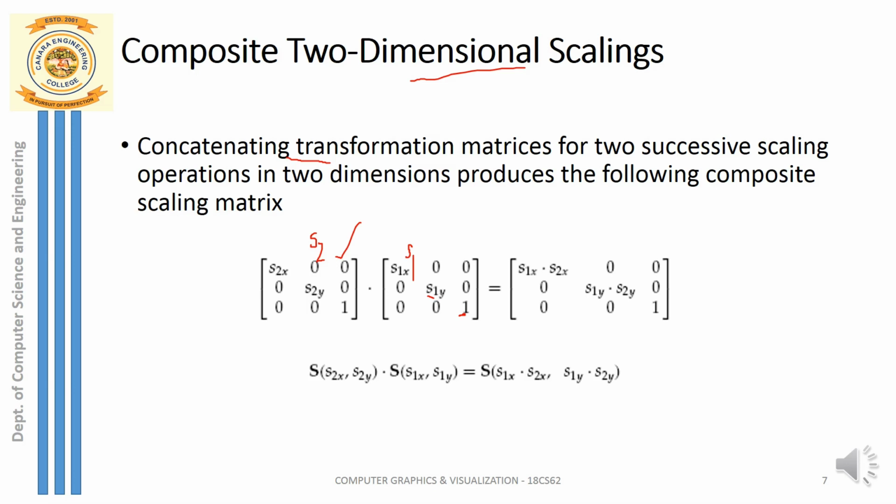S1x into S2x. You can rewrite this: your second scaling, when you multiply with the first scaling, you get the answer S of S1x into S2x, comma, S1y into S2y. So you can see it's multiplicative, an associative, not additive, type of operation.